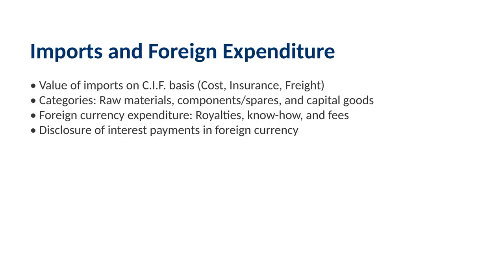Moving on to imports, the auditor needs to verify the value of imports calculated on a CIF basis, that is, cost, insurance, and freight. This must be broken down into 3 specific categories: raw materials, components and spare parts, and capital goods. Along with the value of imports, we have to look at the expenditure in foreign currency. This covers payments made for royalties, know-how, professional and consultation fees, and interest.